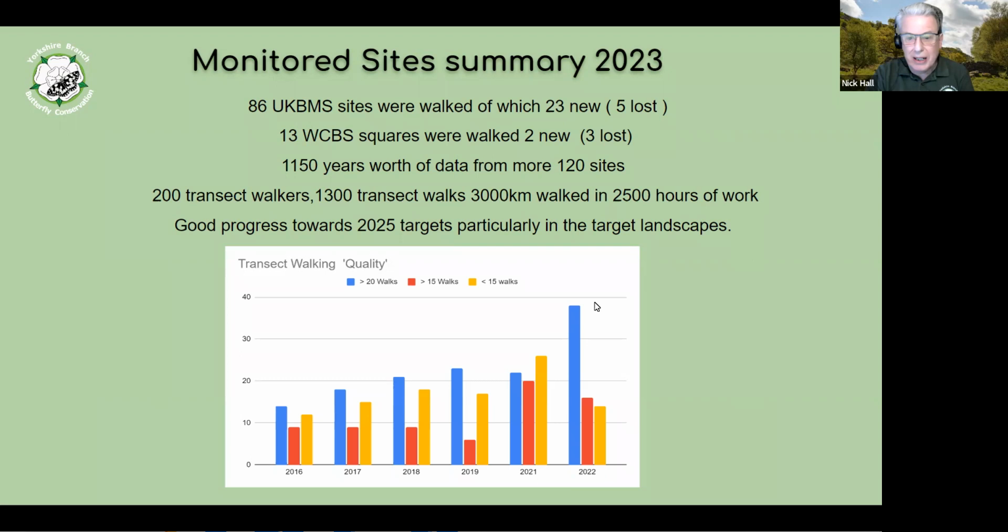So in terms of our achievement this year, we're now getting near 60 transects with high quality data. In other words, over 15 walks in the year, and a very high proportion getting near 40. This is not up to date, hasn't got the latest figures in. I think that's now reached 40. And that is a tremendous effort and a huge feather in everybody's hat for what we've achieved. Thank you very much.